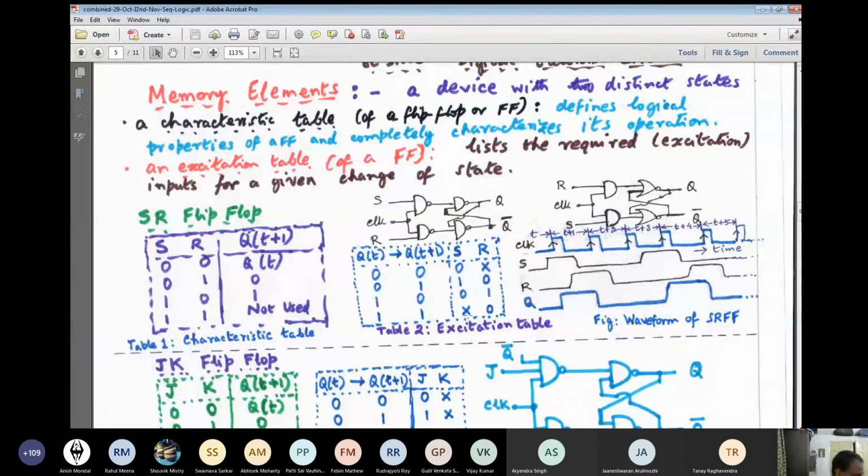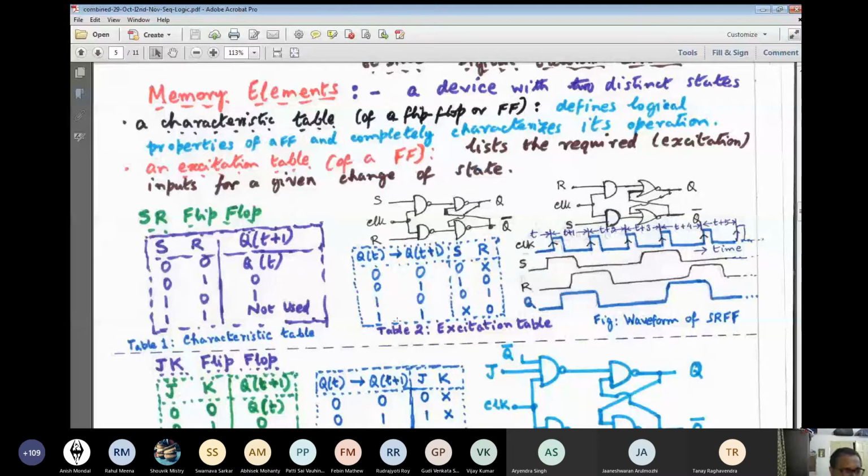Actually, the excitation table from the characteristic table. For example, 0 to 0 can happen only when S equals 0 and R equals 0 or 1, so S should definitely be 0, R can be 0 or 1. So it comes to be 0X. On the other hand, if the next state has to be 1 from the beginning state 0, that means 0 to 1, then it is required that S should be 1 and R should be 0. That means there is a state change. When a state change is in question, then you have to have definite values for S and R, at least for this SR flip-flop.